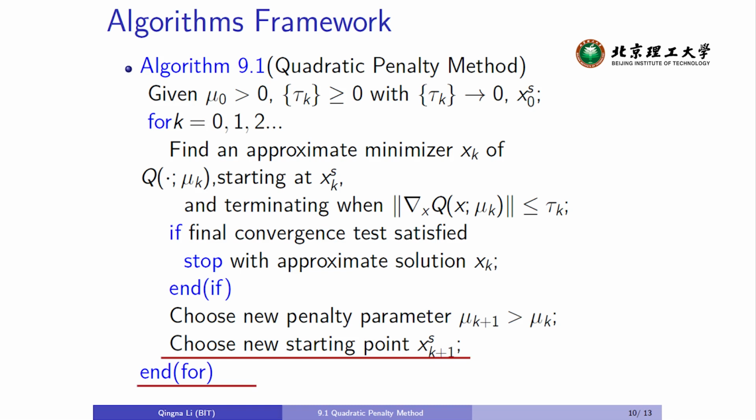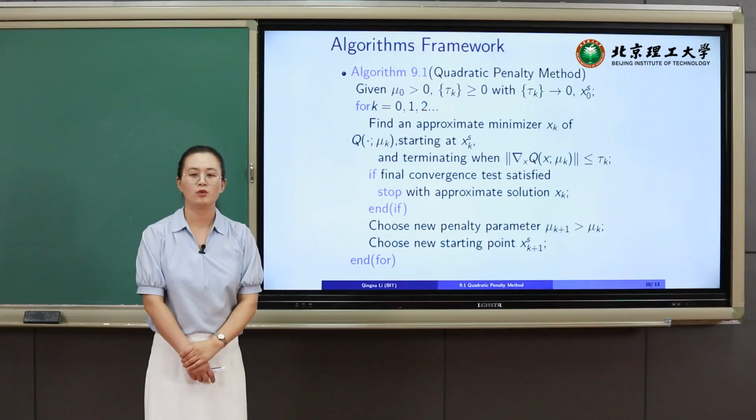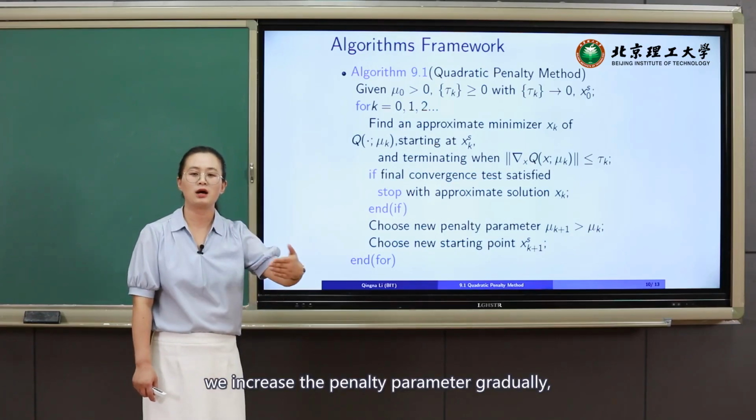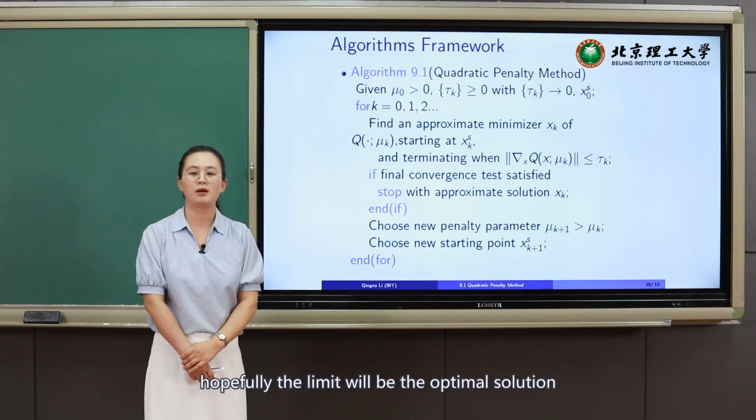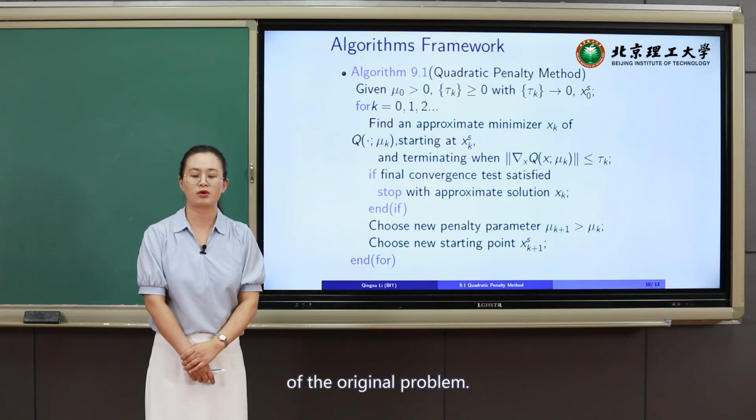In other words, the quadratic penalty method transforms the constrained problem into a series of unconstrained problems, in which we increase the penalty parameter gradually, and hopefully the limit will be the optimal solution of the original problem.